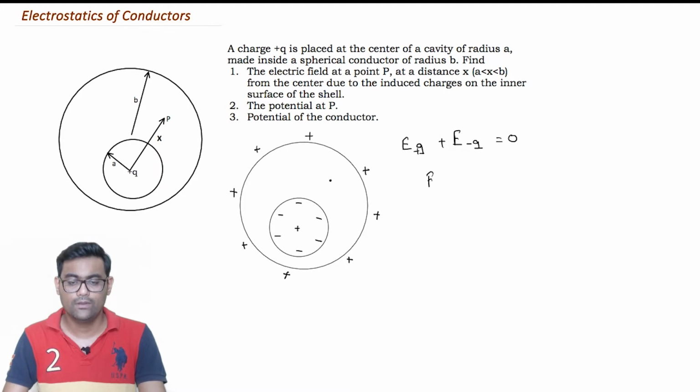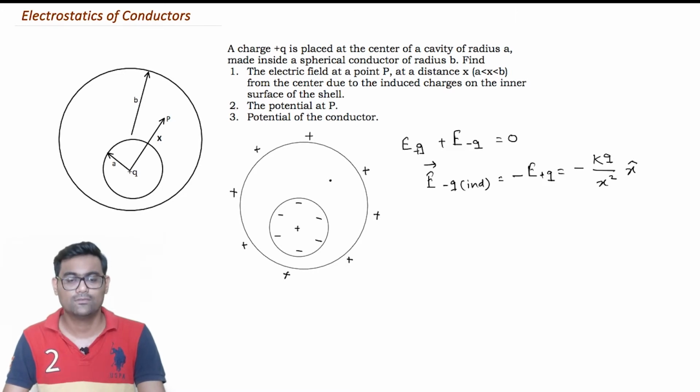So the electric field due to the minus Q that is induced is equal to minus of the electric field due to the plus Q charge, and that is simply minus of kq by x square x cap. So this should be the answer of this question number 1.